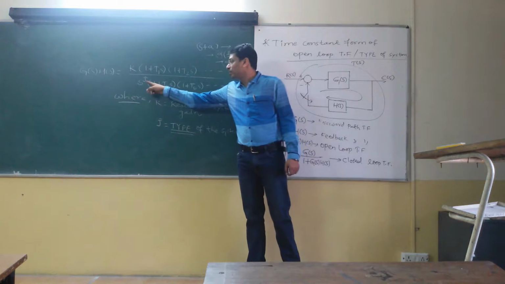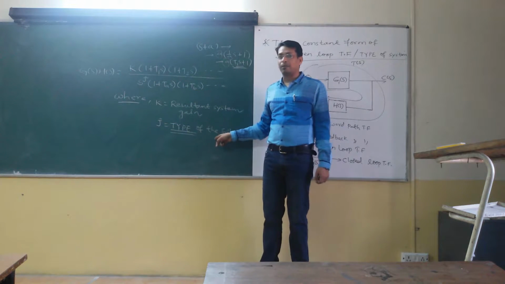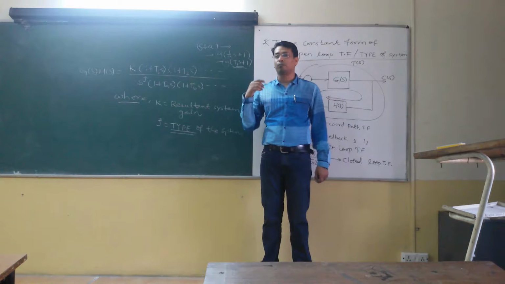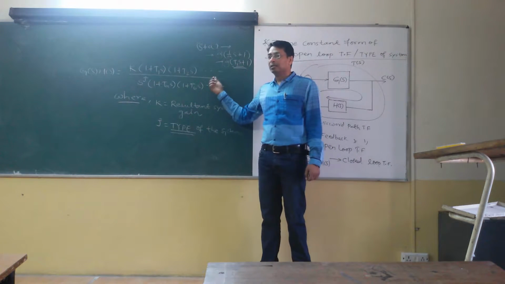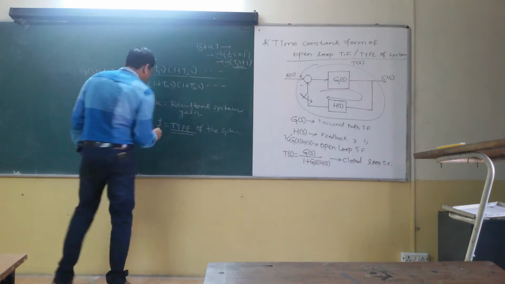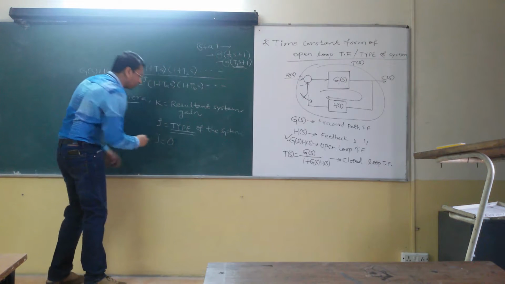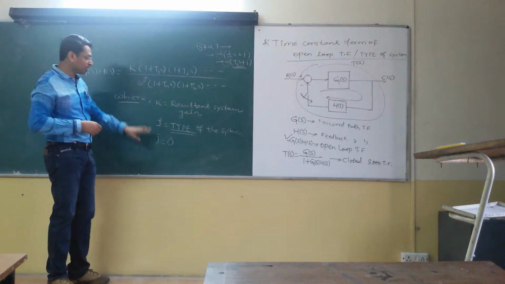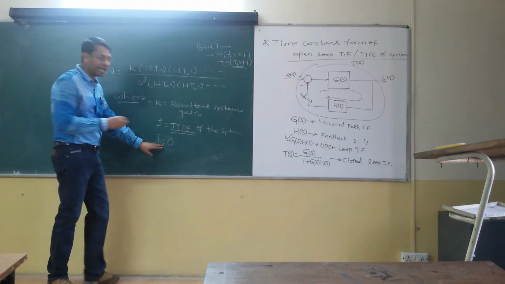This power j is known as the type of the system. Suppose you arrange your polynomial form or pole-zero form of transfer function in time constant form, and you get the value of j equal to 0, meaning you are not getting any term of s. Then you will say this is your type 0 system.